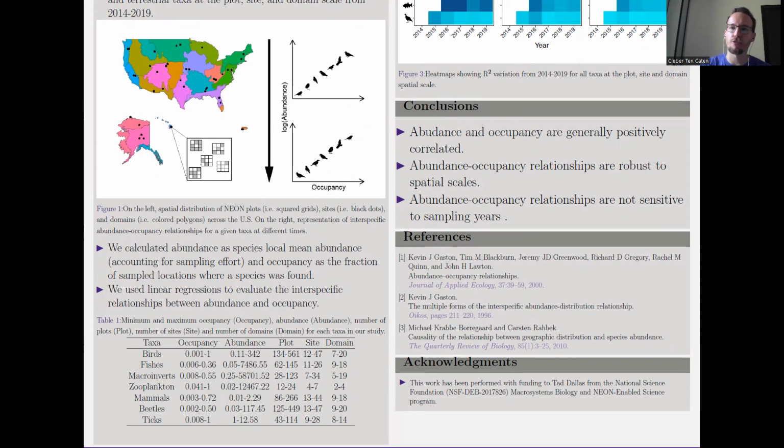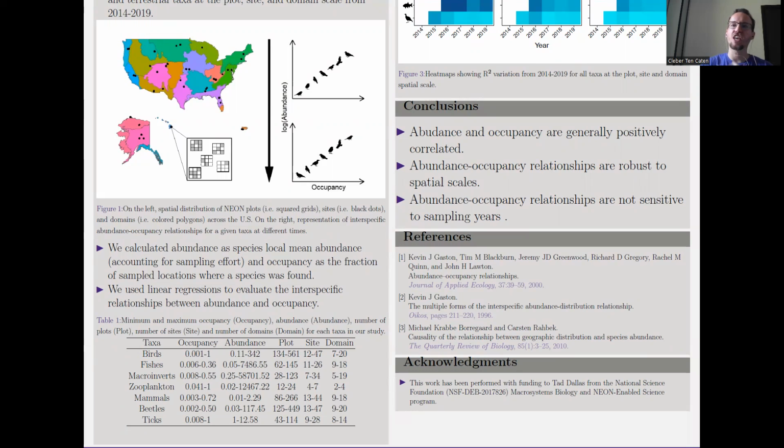And then we calculated the species occupancy as the fraction of sample locations where a species was found. So for example, if we sampled 10 sites and a species was found in 6 sites, the species occupancy would be 0.6 or 60%. And then we used linear regressions to evaluate the relationship between species abundance and occupancy. Here we use an interspecific approach where each species for a given taxon is treated as a data point.